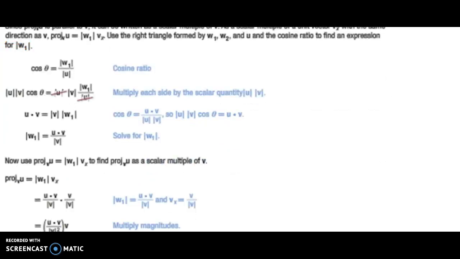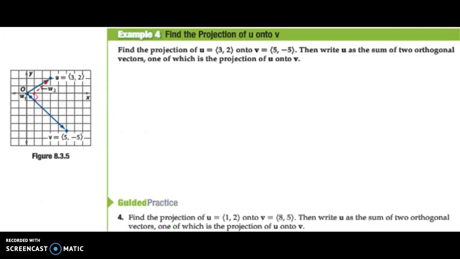Here's a proof of how it works. Not really important, but it's there if you need it. So it says find the projection of u, (3, 2), onto v, (5, -5). Then write u as the sum of two orthogonal vectors, one of which is the projection of u onto v.